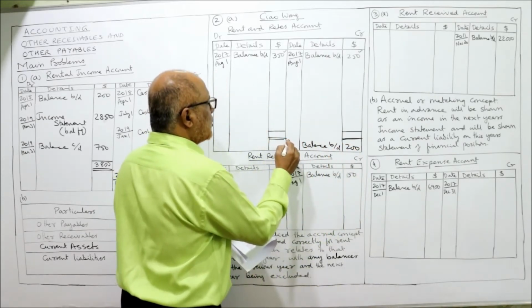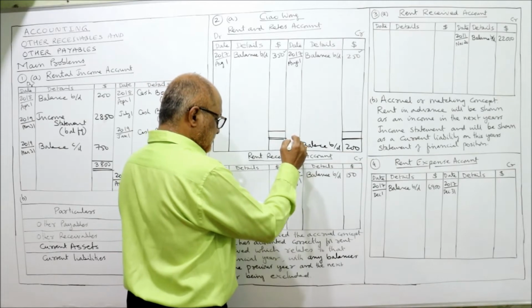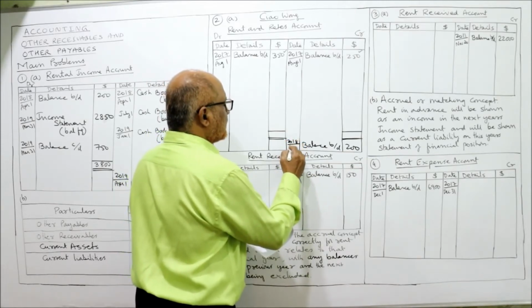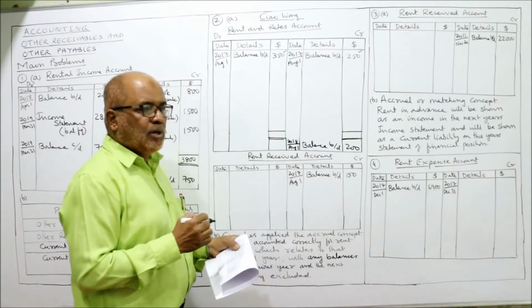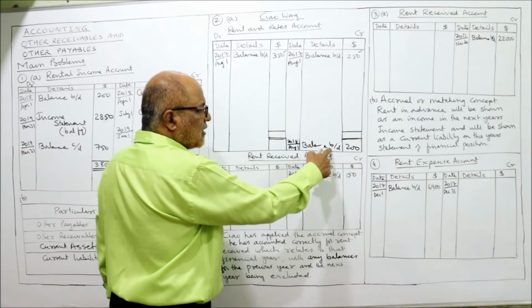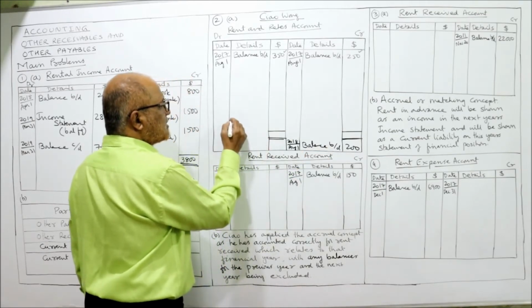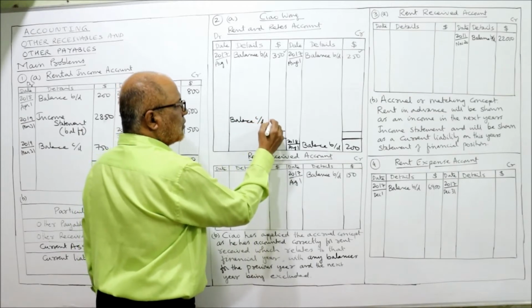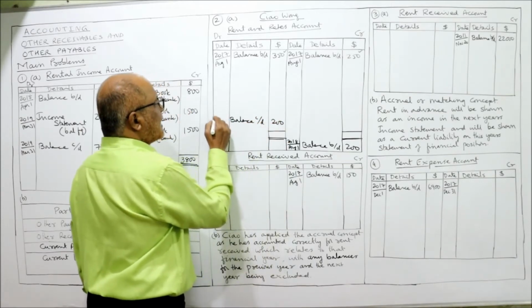Next year, 2018, August 1, balance brought down. When balance brought down, we have taken on credit side, so carried down will be on the debit side. So balance carried down 200. This is the last date.